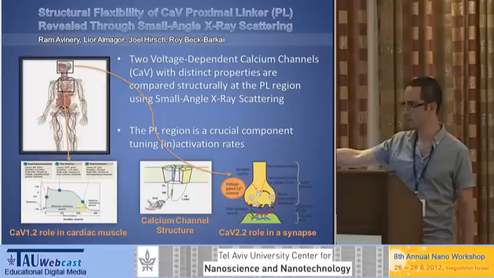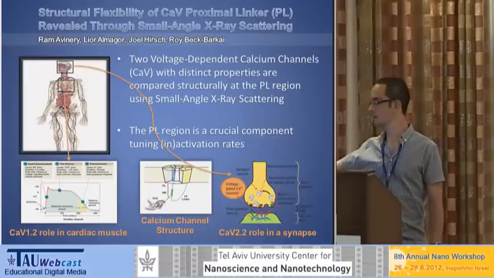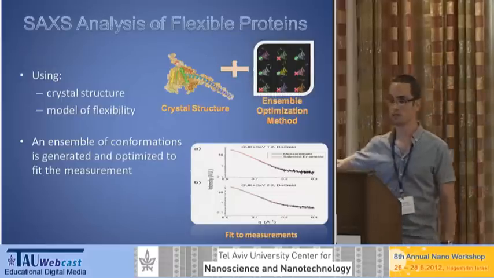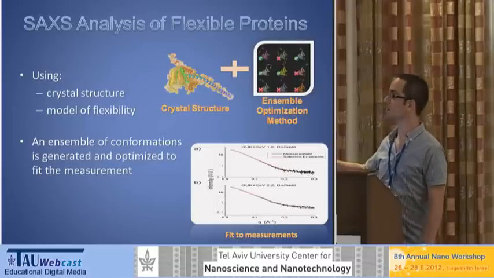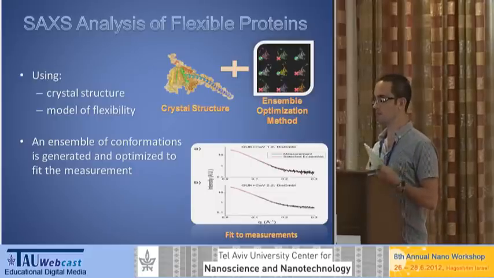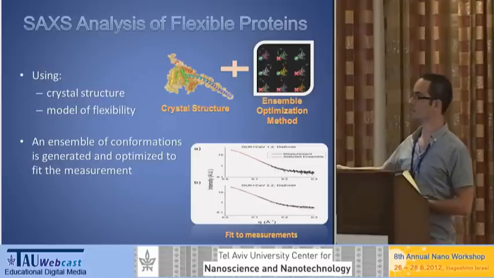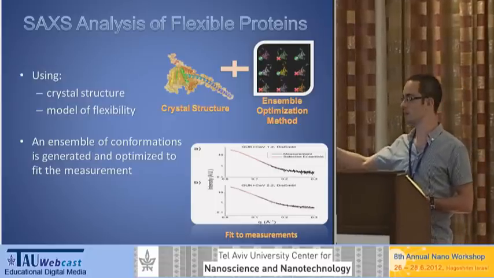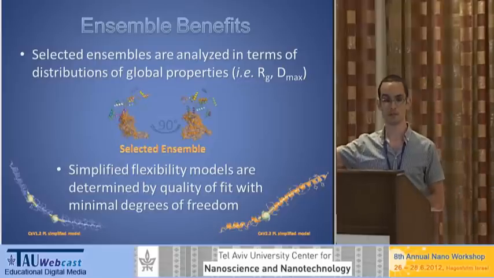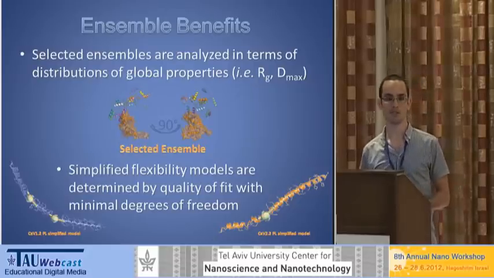Okay, so this is the CaV 1.2 channel, and it exists mostly in the heart muscle, and this one is mostly in the synapses. And this is basically the small angle X-ray scattering measurement. And what we did here is we used an algorithm where we tell it the flexibility of the particle, the protein that we're measuring, and it generates lots and lots of conformations. And we run a genetic algorithm and we select those conformations that match the measurement we did, and we get very interesting results about the structure and the flexibility of the two compared components. And that's it. If you want to know more, come visit my poster.